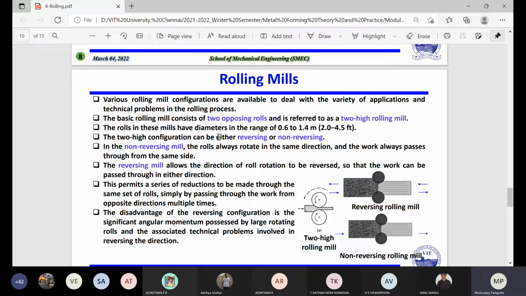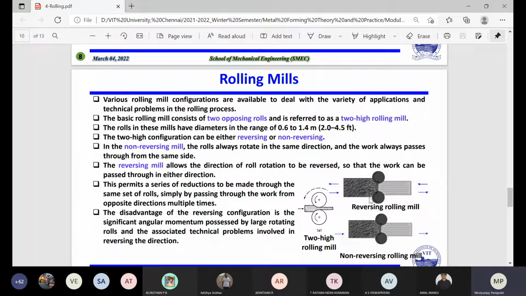The rolls in these mills have a diameter in the range of 0.6 to 1.4 meters. You can imagine rolls of 0.6 to 1.4 meter diameter. The two high configuration can be either reversing or non-reversing. So there are two ways when you have the two high roll mill: one is a reversing roll mill and the second one is a non-reversing roll mill.